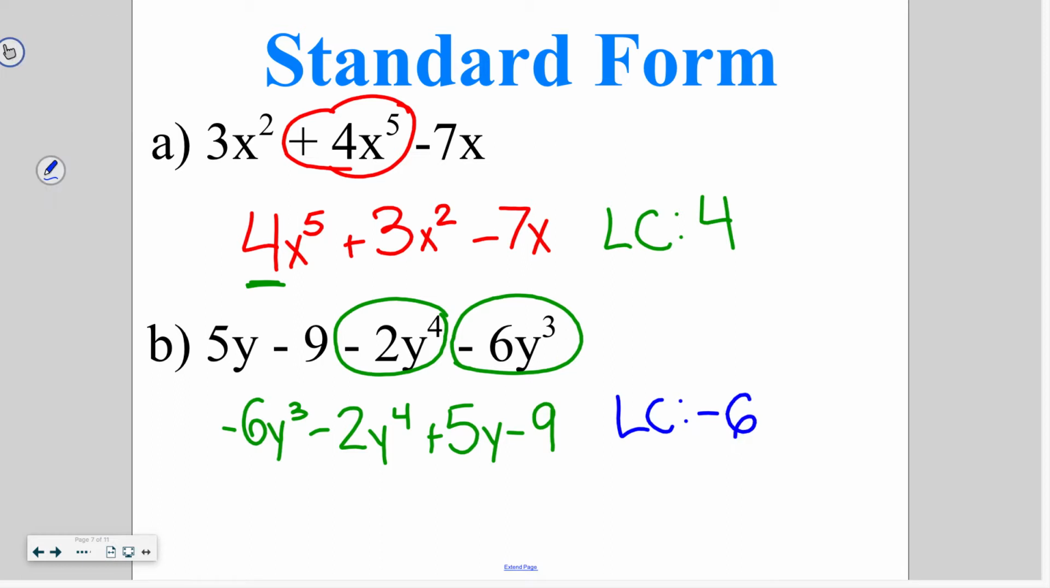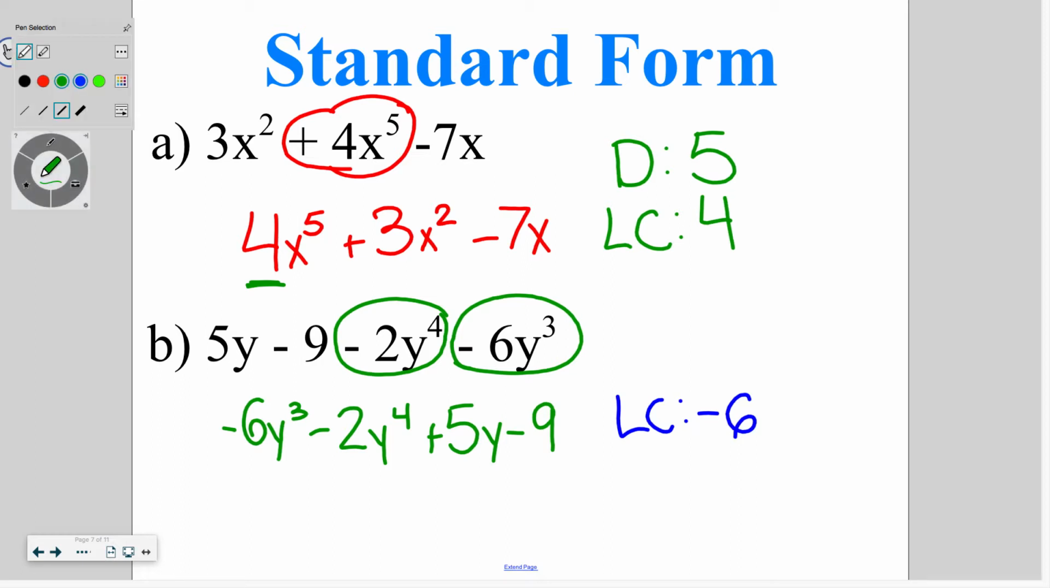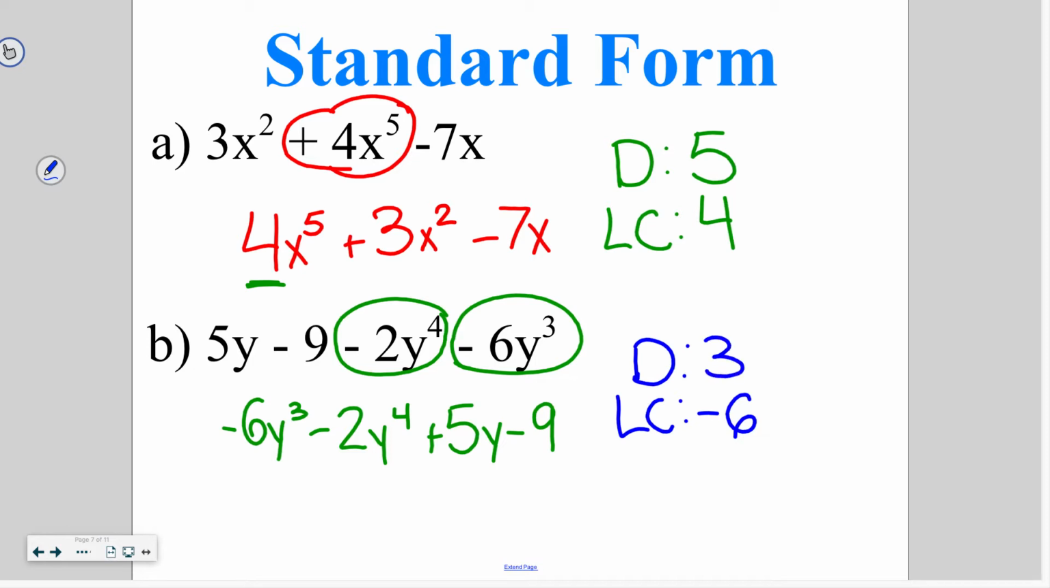The other thing that we're going to want to do with both of these problems is look for the degree of the polynomial. Once we are in standard form, we are looking at this first term to figure out the degree. To figure out the degree, we need to look at the exponent. So since the exponent is 5, our degree of this polynomial is 5. If we are looking at the second one, the degree from our leading term is going to be 3.